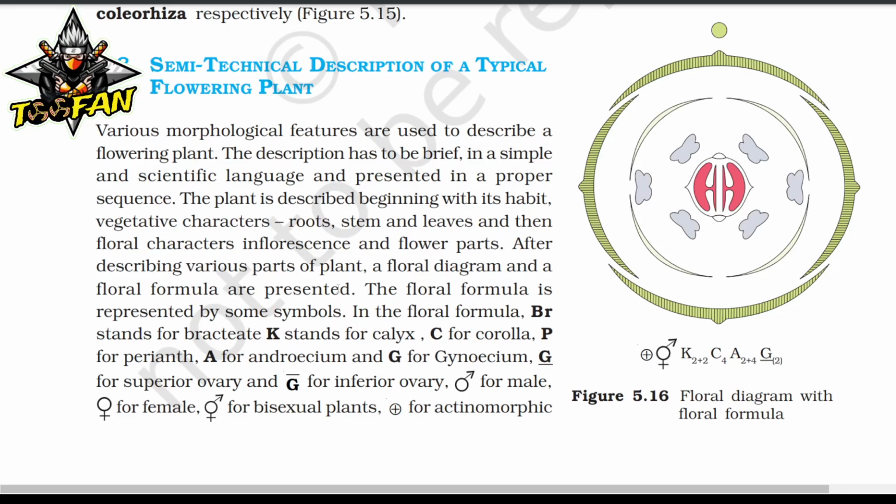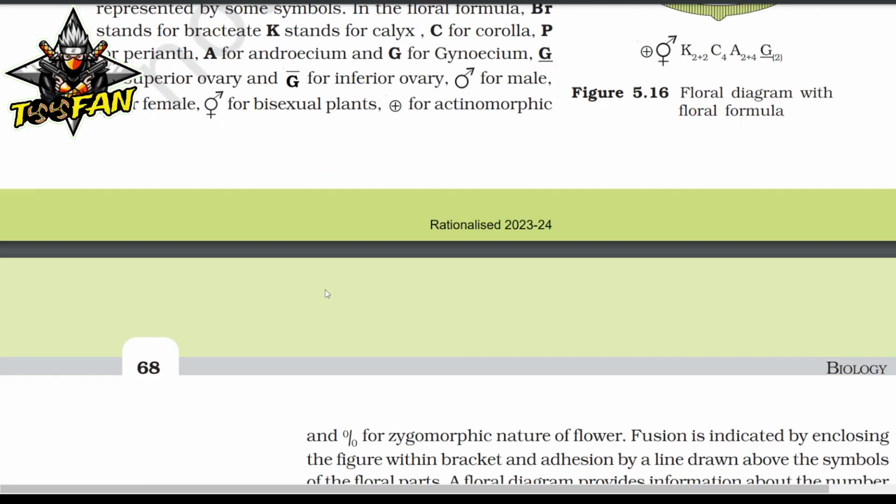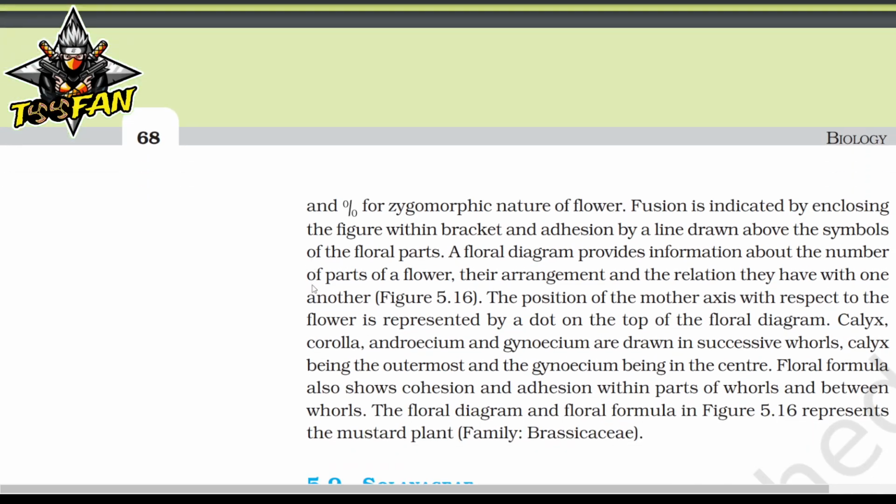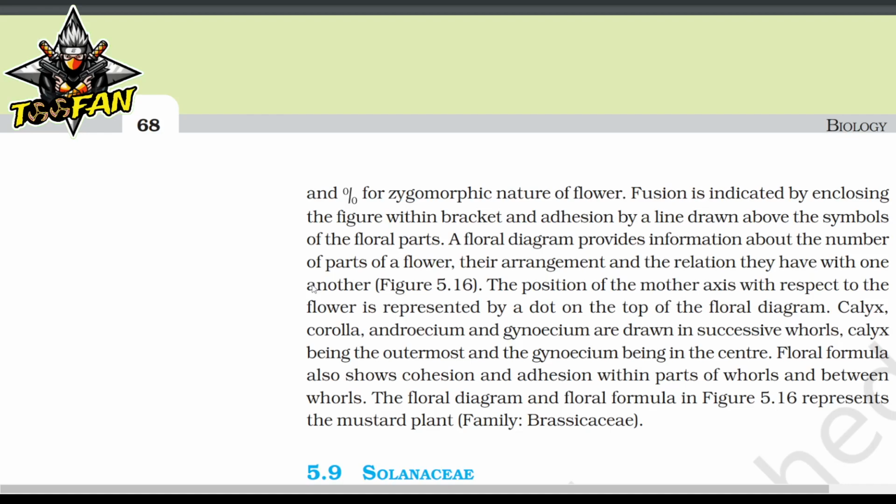There are symbols for male, female, and bisexual flowers, a plus symbol for actinomorphic, and a percentage symbol for zygomorphic nature of flower. Fusion is indicated by enclosing the figure within brackets and adhesion by a line drawn above the symbol of the floral parts.